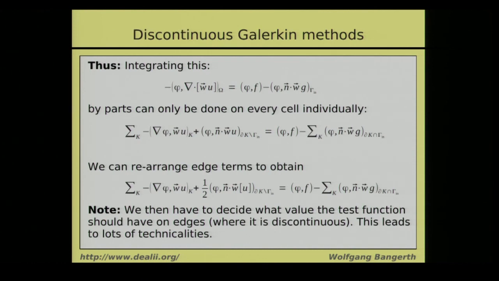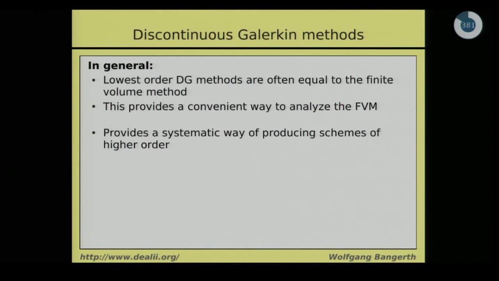Then I have to deal a little bit more with the question why I'm integrating over the boundary of this function phi, but phi is actually discontinuous. So there's a number of technicalities that go with this. Ultimately, what it boils down to is this. If I derive this appropriately, then I find that the lowest order DG methods are often equal to the lowest order finite volume method. It's a very convenient way to analyze finite volumes, and it's a systematic way of producing schemes of higher order.